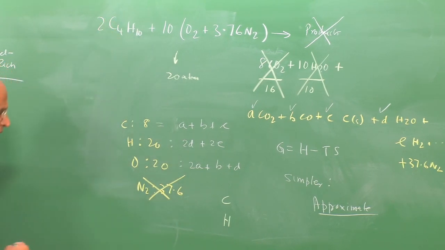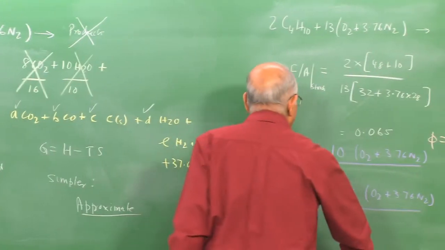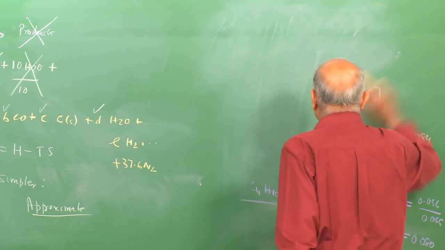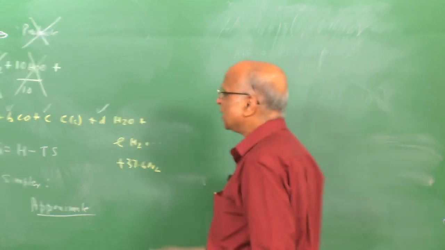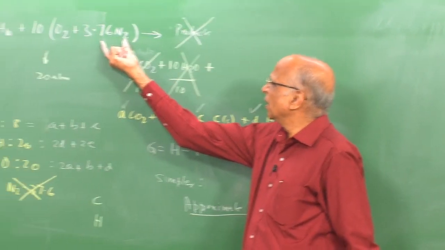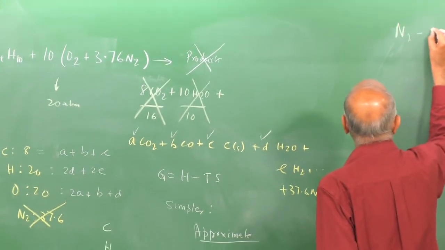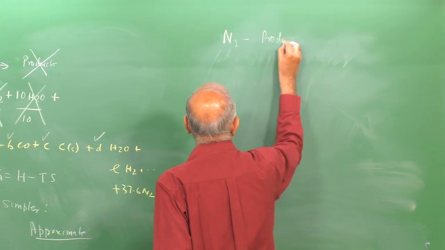Let us just list down the assumptions, and we will do the calculations in the next class. The assumptions which we make are the following. Whenever I have a fuel rich reaction, the nitrogen in the reactant gets back as nitrogen, that means nitrogen is inert, and it gets back into products as nitrogen.